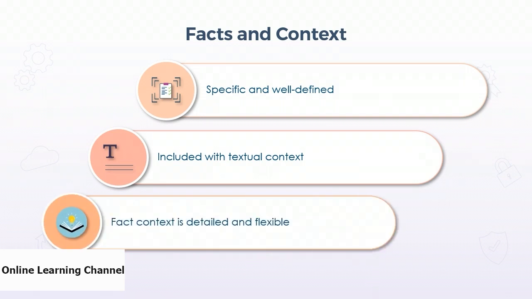Fact context is flexible and detailed. Its format is not as strict as a numeric fact. It can even be sentences or paragraphs of text.